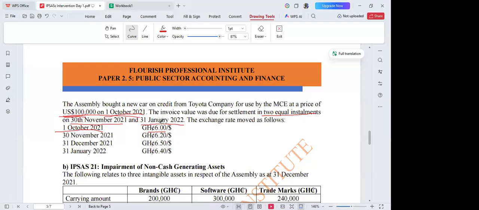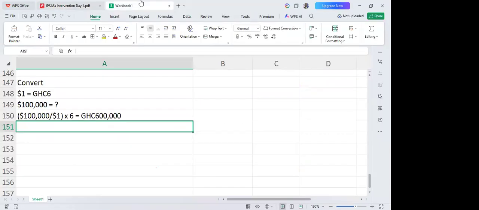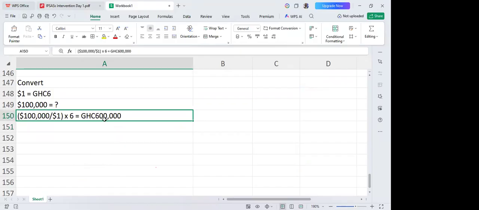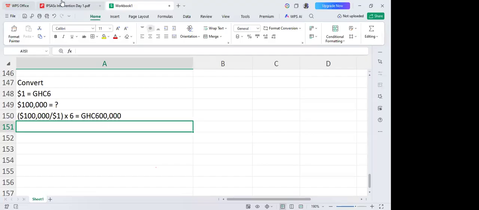So yeah, we are only going to deal with the settlements for 30th November 2021. You remember they said two equal installments, and you only paid half on 30th November 2021. So we paid only half of the amount of money. Remember the total amount at the initial date was 600,000. Half will be 300,000 at the initial date. We need to compare half of that amount to what we paid on the November date.